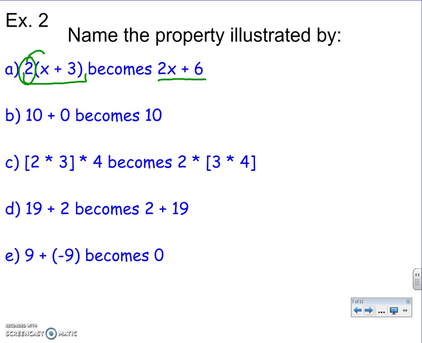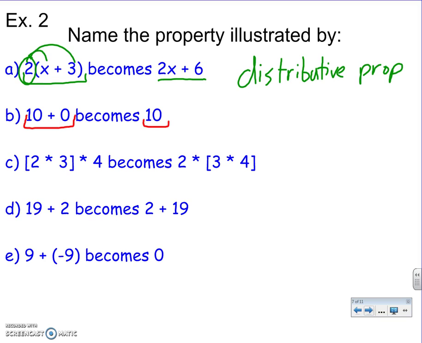I noticed that we just distribute the 2 for 2x with 6. So this is the distributive property. That's all you write, distributive prop. Right, B, it started with this, 10 plus 0, and this became 10. What happened? Nothing really changed. You stayed the same, your identity.